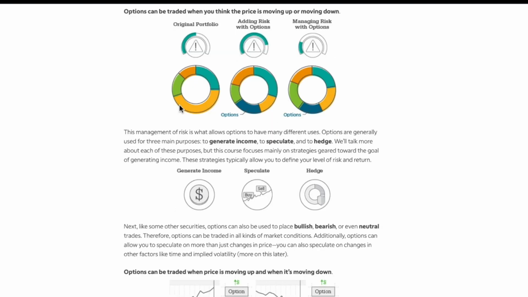This management of risk is what allows options to have many different uses. Options are generally used for three main purposes, and this point is key. You can either generate income, speculate, or hedge. You can generate income by selling options. Speculation requires buying those calls or puts when you're betting on the direction of a market and you think you have the potential to make a lot of money. That's speculation. And hedging is when you want to protect the price of a stock or you want to make sure you can still sell your stock at a certain price. That is hedging. These strategies typically allow you to define your level of risk and return.